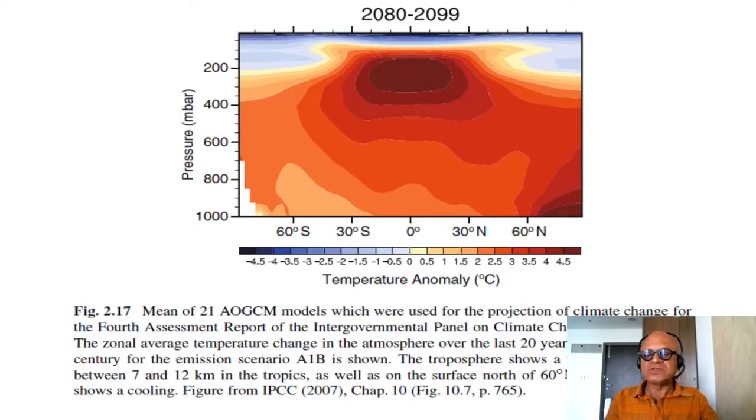The troposphere shows a warming, as we expect, amplified between 7 and 12 kilometers in the tropics because surface heat is being convected up and heating the upper atmosphere more, as well as on the surface north of 60 north. So we get polar amplification, especially in the northern hemisphere. The stratosphere shows a cooling, and there is a good reason why the stratosphere cools.